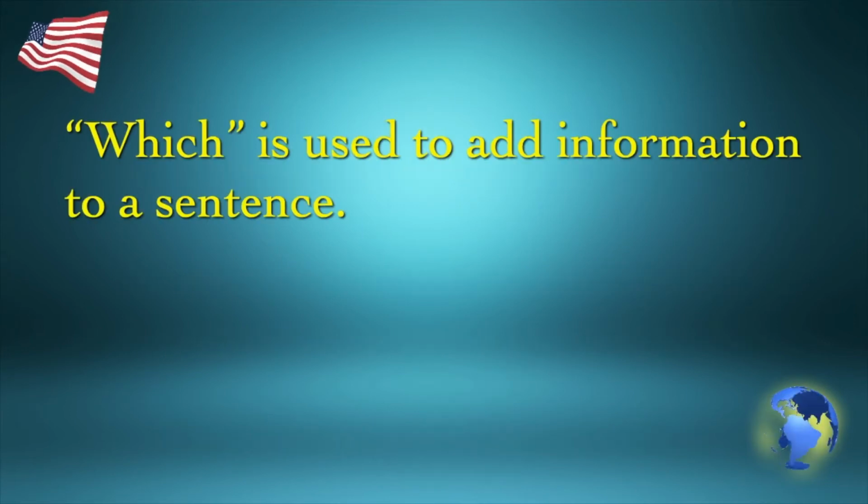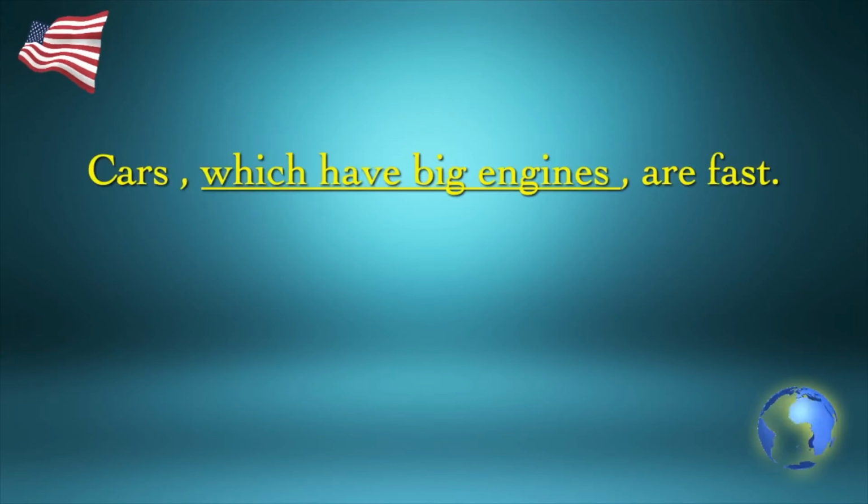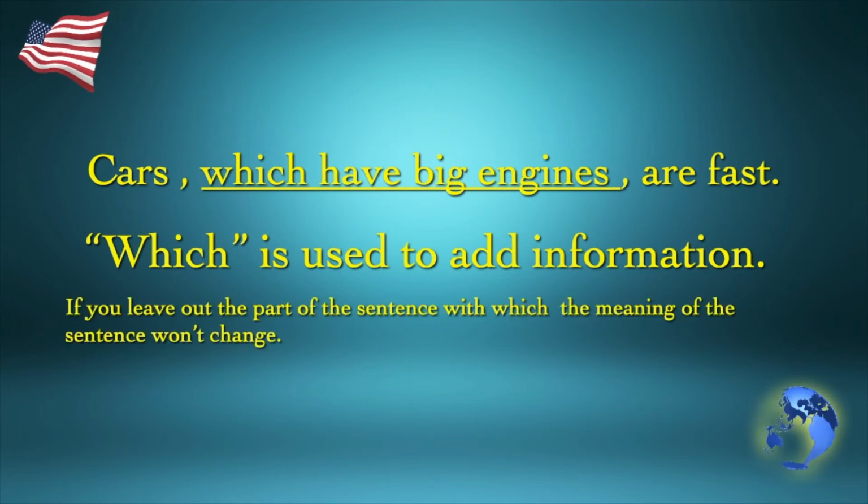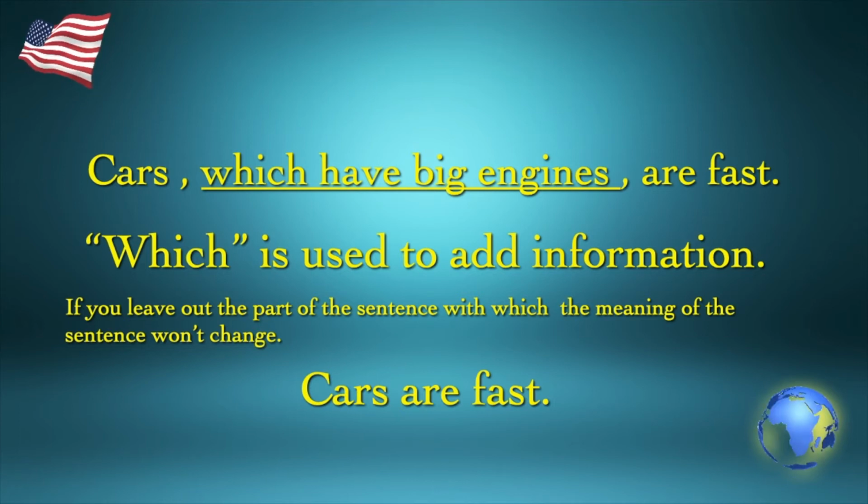Which is used to add information to a sentence. Cars which have big engines are fast. Which is used to add information. If you leave out the part of the sentence with which, the meaning of the sentence won't change. Cars are fast.